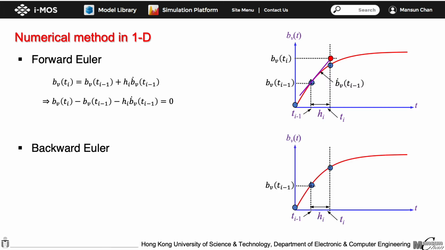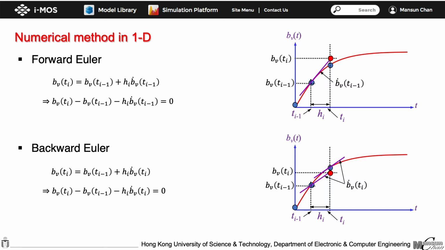Besides using the time derivative at Ti-1, we can also use the derivative at Ti, which is assumed to be given explicitly. In this case, the branch voltage at Ti can be estimated by its value at Ti-1 plus its time derivative at Ti times the time increment. This method is called the backward Euler integration, and the corresponding equation is given here.